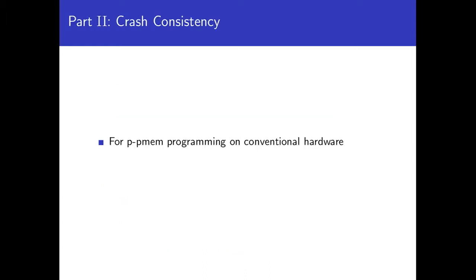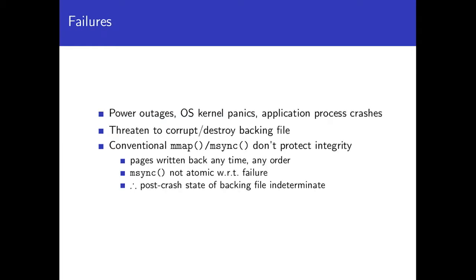Okay, now, we're going to stop suspending disbelief, return to reality, and talk about how we deal with failures, how we deal with implementing crash consistency for persistent memory programs running on conventional hardware. What kind of failures are we concerned about? Well, things like power outages, operating system crashes, application process crashes. If you're just using conventional mmap and msync, you've got a problem because those standard mechanisms offer no data integrity guarantees for your backing file.